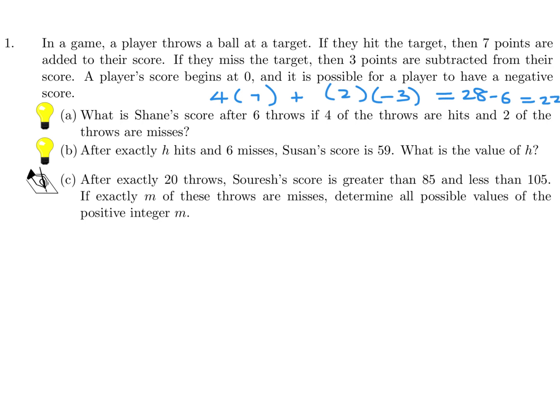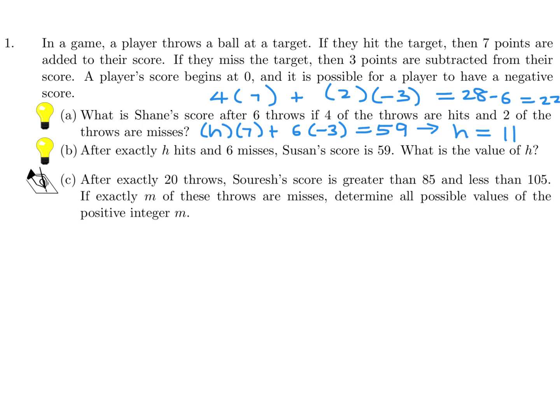After exactly H hits and 6 misses, Susan scores 59. What is the value of H? So in this case, we have H, and each of those hits gets 7 points. And then 6 misses, and each of those misses gets negative 3. And then that is going to equal 59. So this is the equation you have to solve. And when you do, H will come out to be 11.